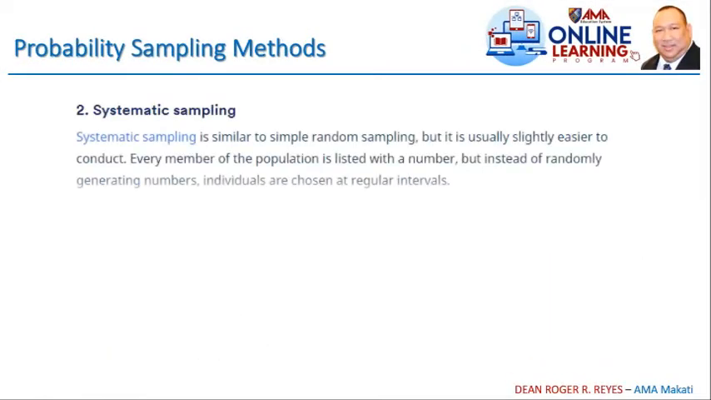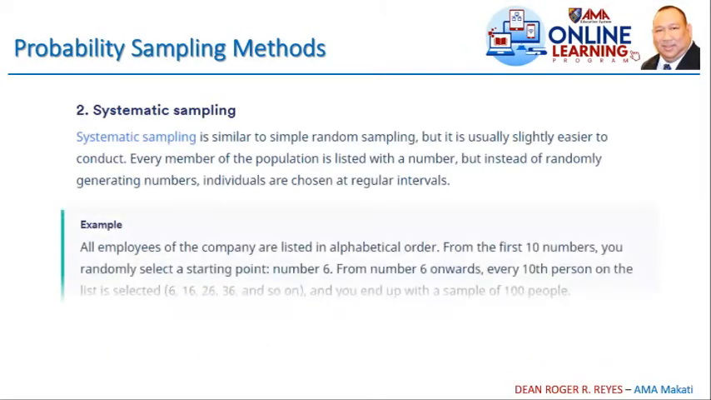Ikalawa, systematic sampling. It is similar to simple random sampling, but it's usually slightly easier to conduct. Every member of the population is listed with a number. But instead of randomly generating numbers, individuals are chosen at regular intervals. So may interval. For example, all employees of the company are listed in alphabetical order.